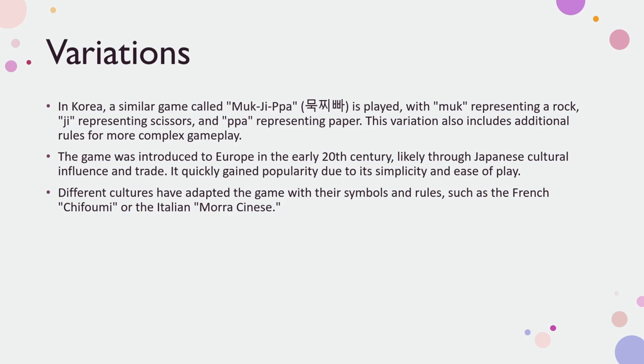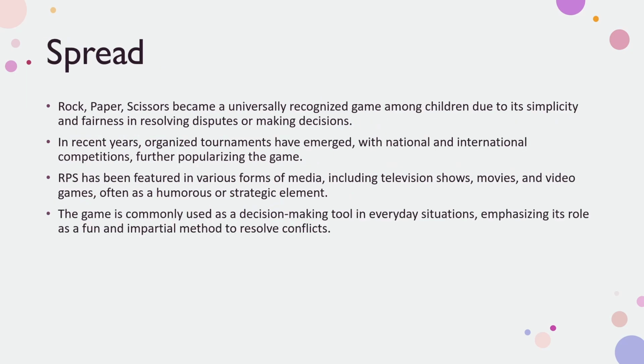The game was introduced to Europe in the early 20th century, likely through Japanese cultural influence and trade. It quickly gained popularity due to its simplicity and ease of play. Different cultures have adopted the game with their own symbols and rules, such as the French Chifoumi or the Italian Morra Cinese. Rock, paper, scissors became a universally recognized game among children due to its simplicity and fairness in resolving disputes or making decisions.